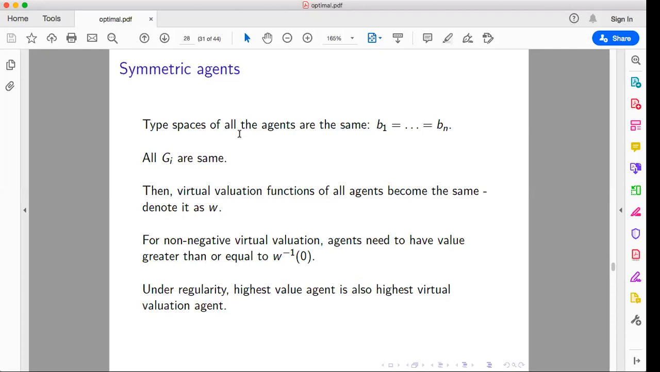So let's recall what the symmetric case is. In the symmetric case, all the agents' type spaces are the same. It's some 0 to B, and this B is the same for everyone. And all the G_i's are the same, so the distribution from which agents draw their values is the same. As a result, the virtual value function is the same.